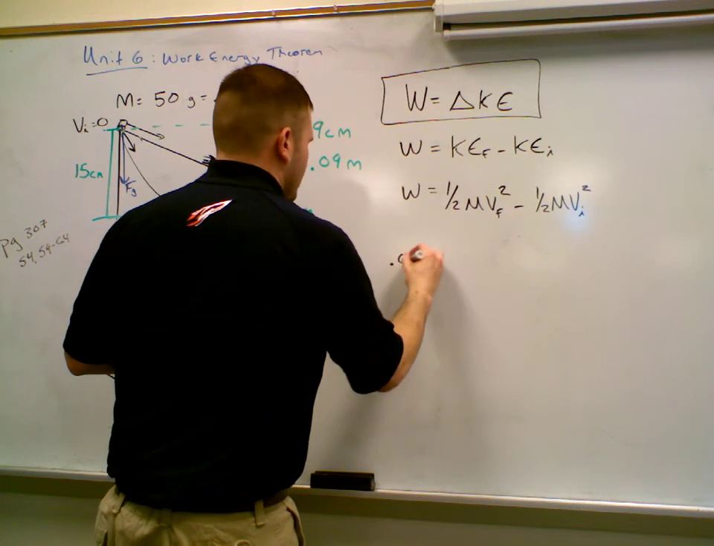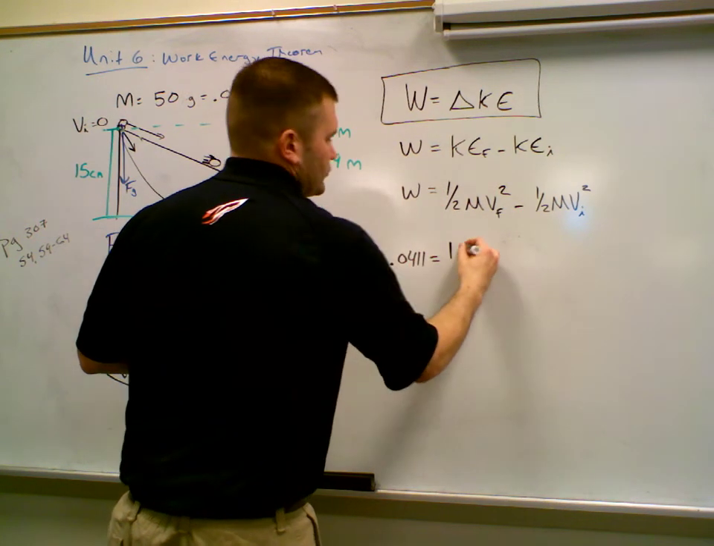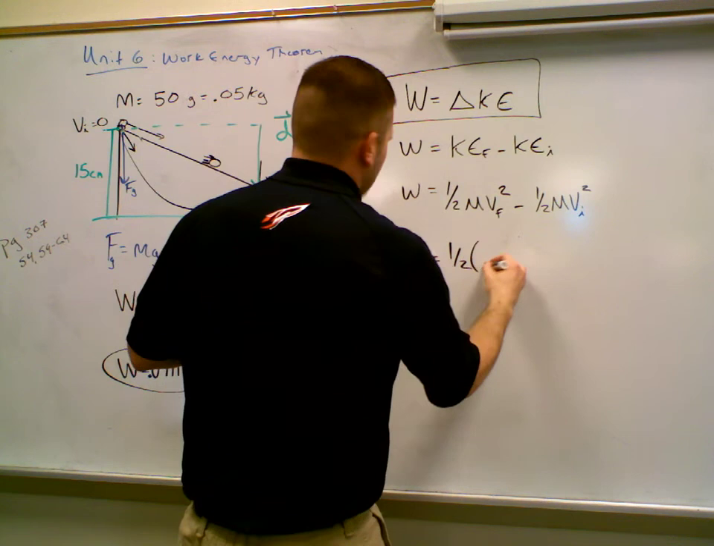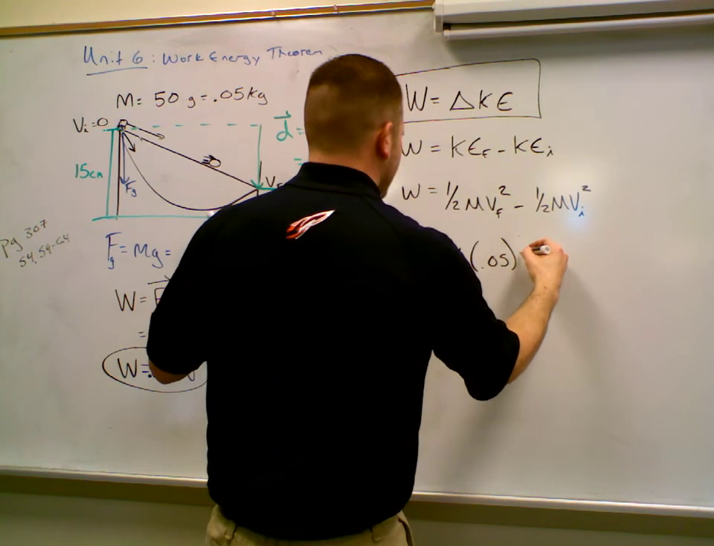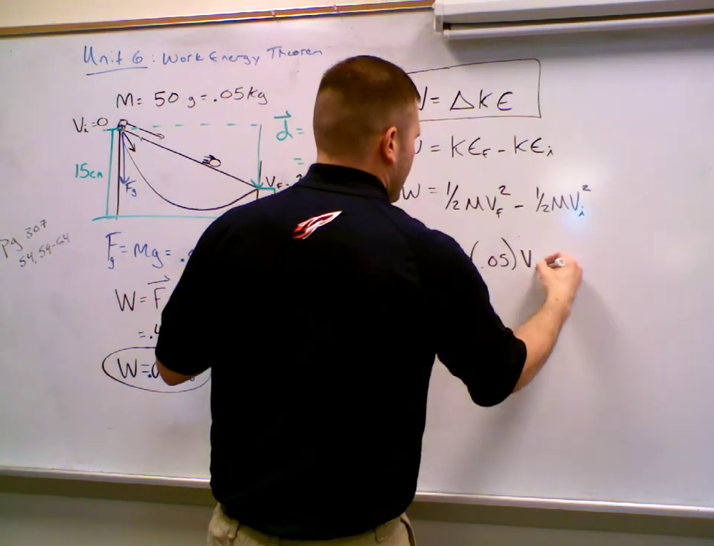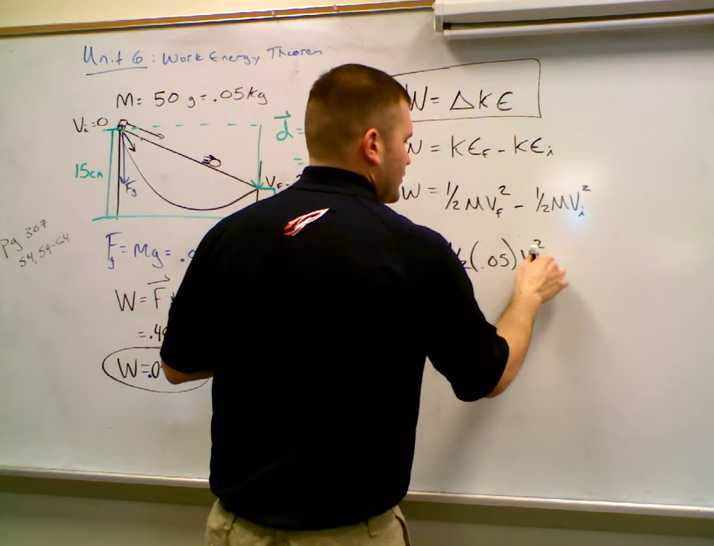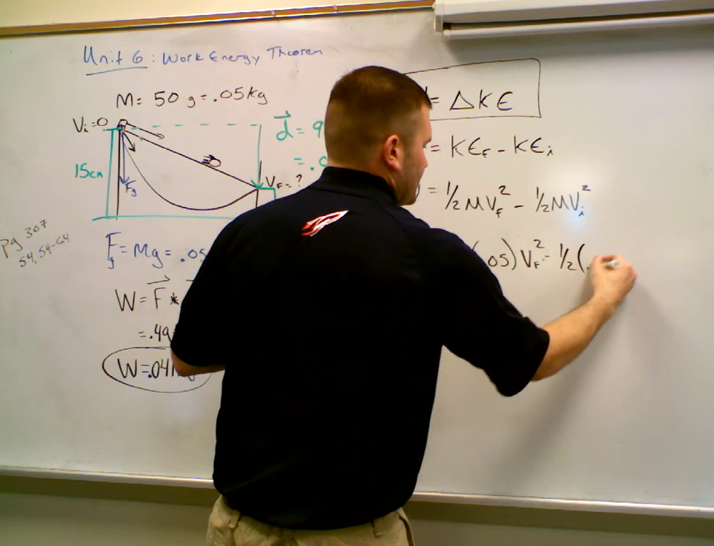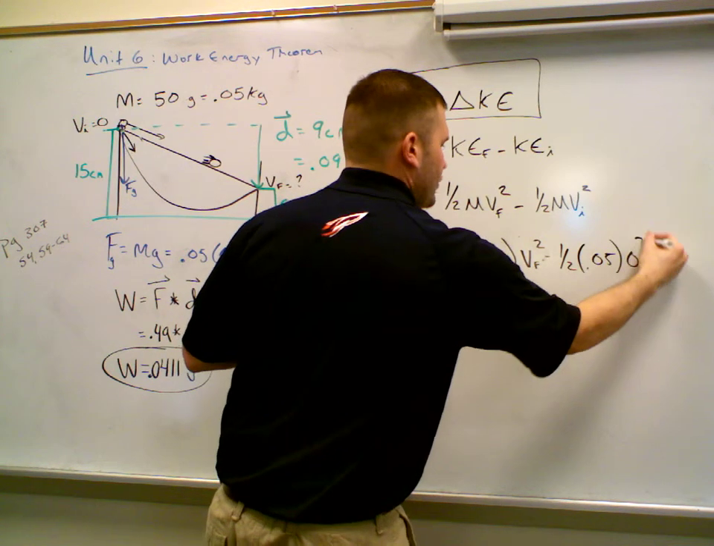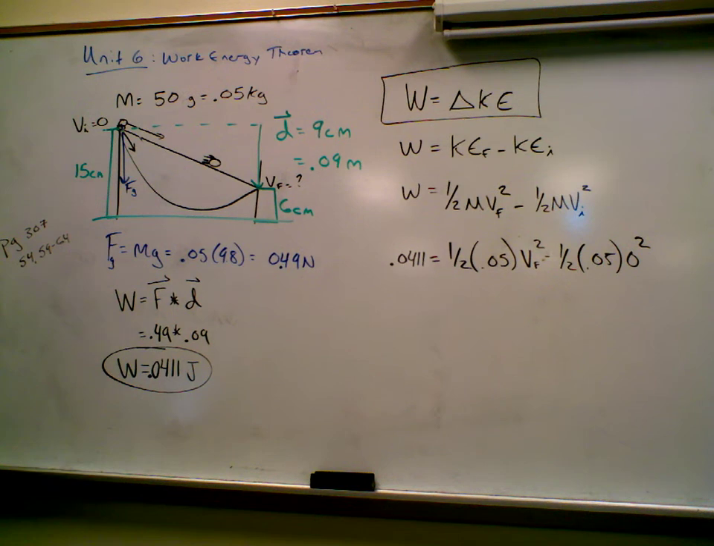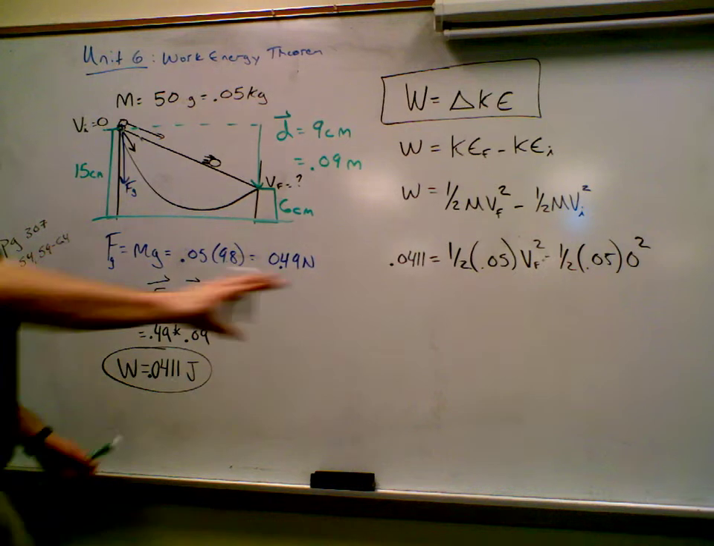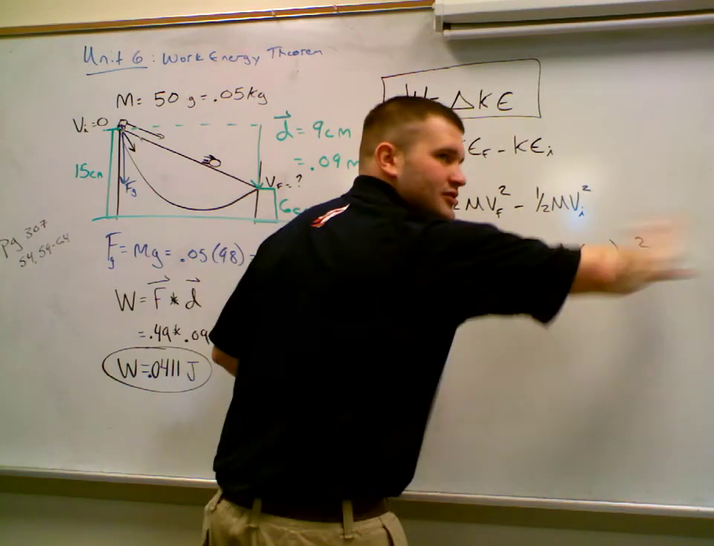So 0.0411 equals 1/2, the mass of the marble is 0.05, velocity final, we don't know, minus 1/2 times 0.05 times 0. Don't forget to square 0, right? What does it become? 0. So this part right here becomes 0.